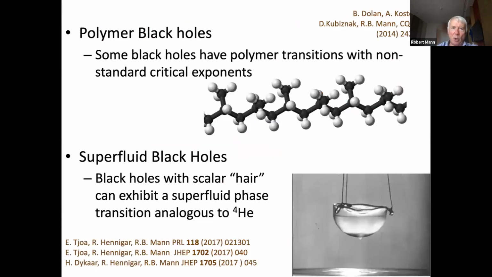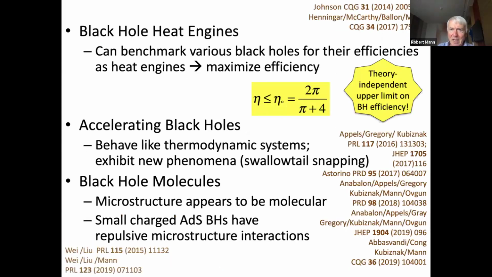And we show in these papers that black holes can have such points as well. It's been shown that black holes can behave like polymers, that the phase transitions from one black hole phase to another have non-standard critical exponents that are just like those of certain polymers. Black holes, when coupled to scalar hair, can exhibit phase transitions that are analogous to superfluid phase transitions in liquid helium. Clifford Johnson showed that black holes can behave like heat engines.